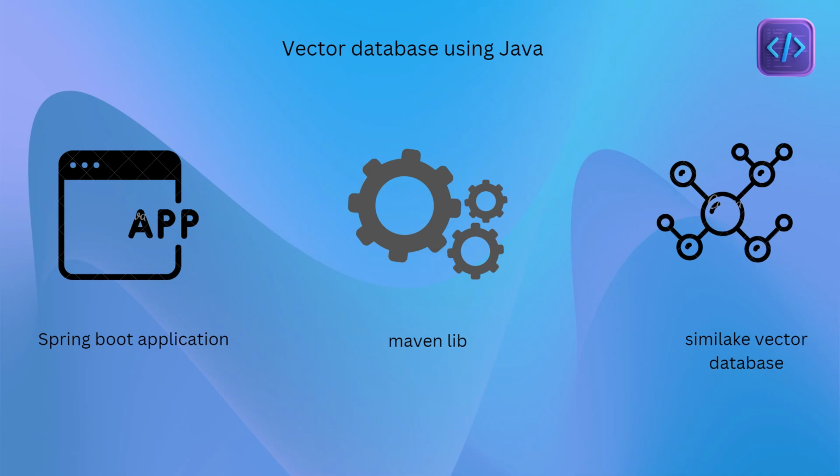Hello everyone. In this video, we'll see a Spring Boot application connect to a vector database using the Spring AI library. We'll also use the Java client Maven library to connect to the vector database. And the vector database itself has been built using the Spring Boot framework.